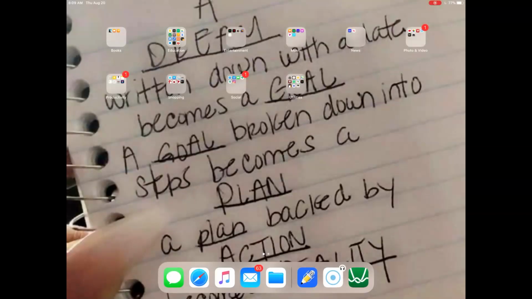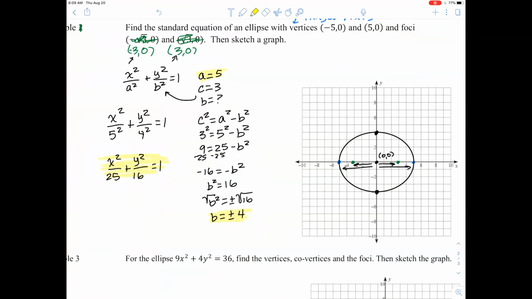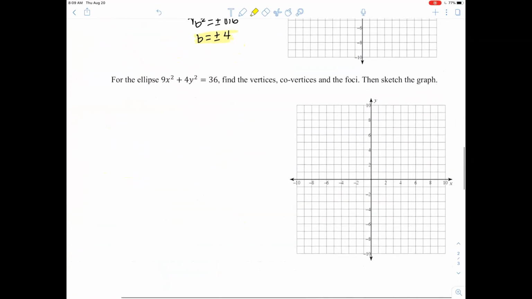All right, so let's take a look at the second ellipse here. It says, so for the ellipse, 9x squared plus 4y squared equals 36. Find the vertices, co-vertices, and the foci.